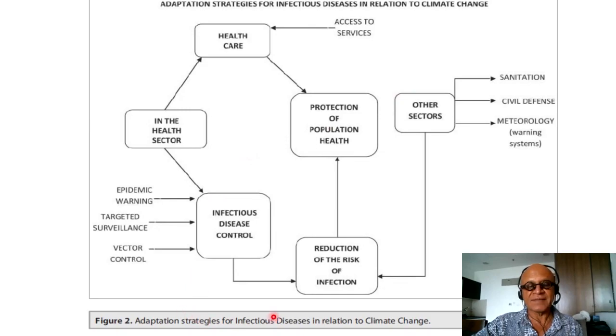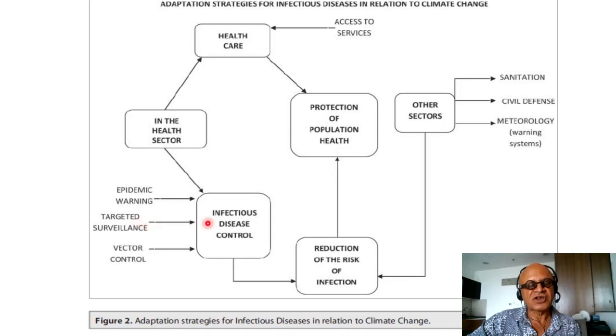So looking briefly at the adaptation strategies for infectious diseases in relation to climate change, we can start with anywhere, but access to services is critical in terms of healthcare, which affects protection of population's health, which is also affected by reduction of the risk of infection itself, which is affected by infectious disease control. Each country has mechanisms of trying to do this. So in that we get early warnings, which I have an entire course on in terms of subseasonal to seasonal forecast for health, for example.